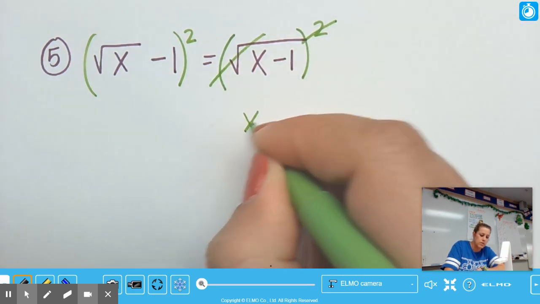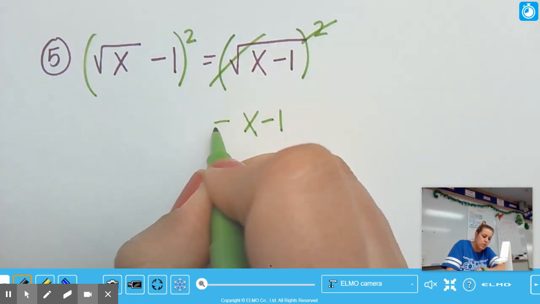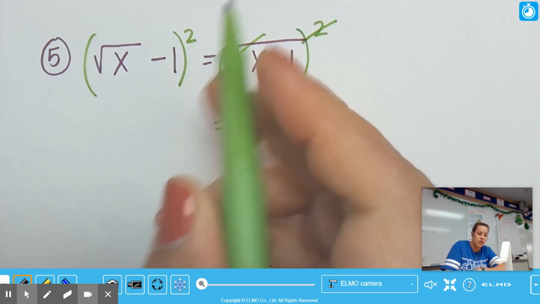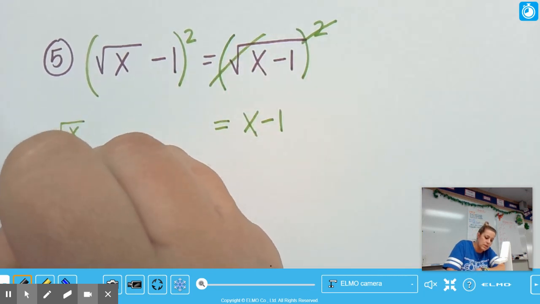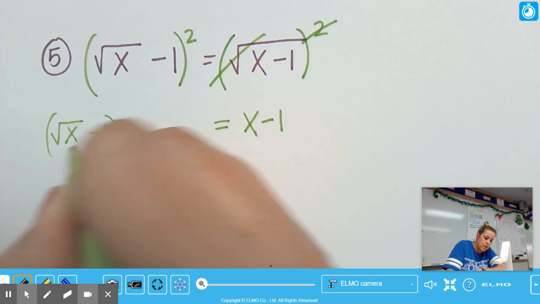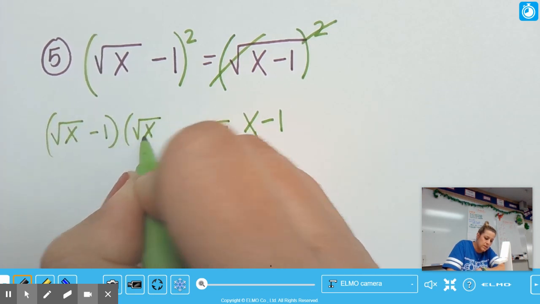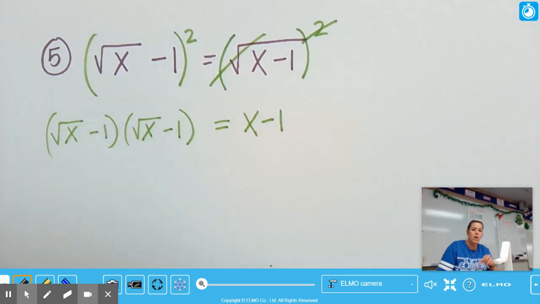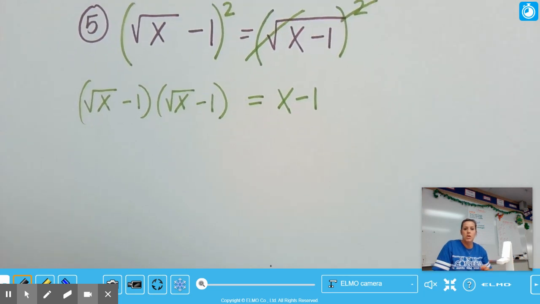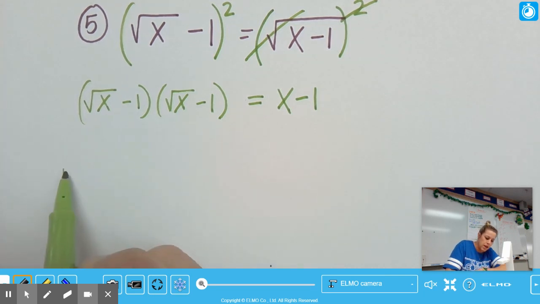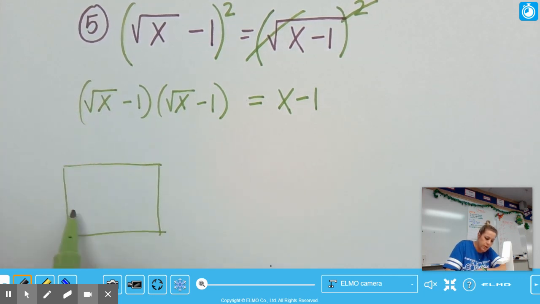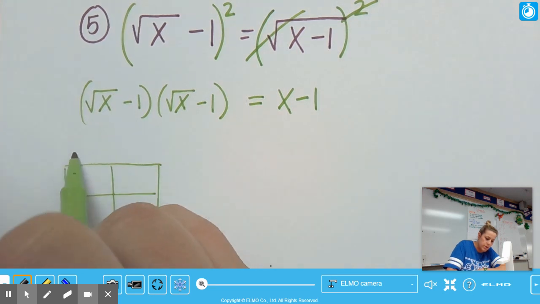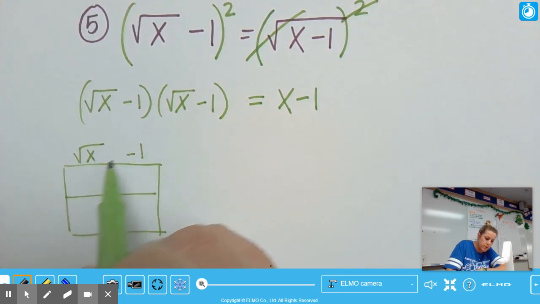So we've got x minus 1 on this side equals, now this is 2 of these. So we're going to have rad x minus 1 times another rad x minus 1. Okay, so you can do FOIL or the box method for these. I think I'm going to do the box and I'm going to do FOIL just to show you the difference. So if you want to do FOIL, then just hold tight.